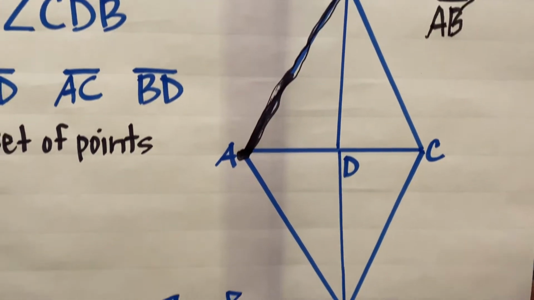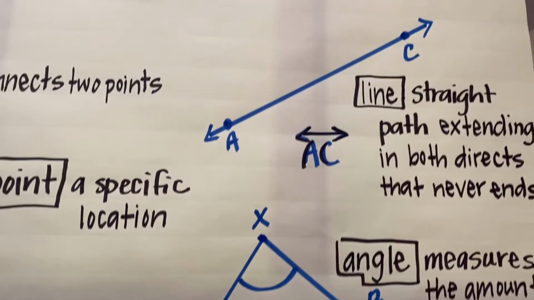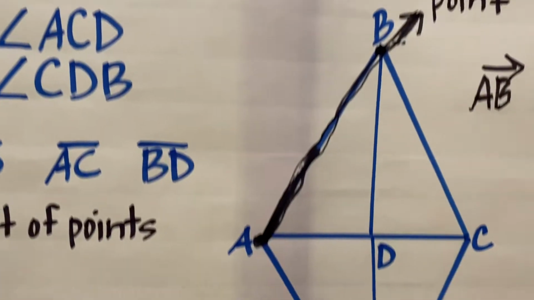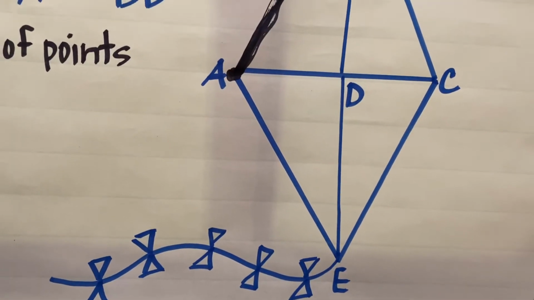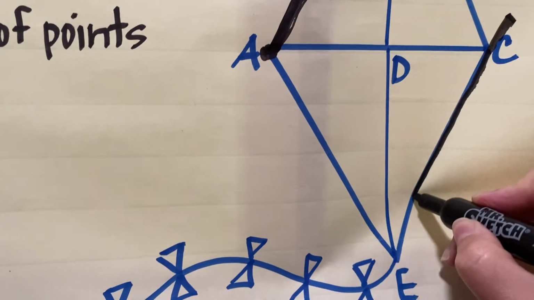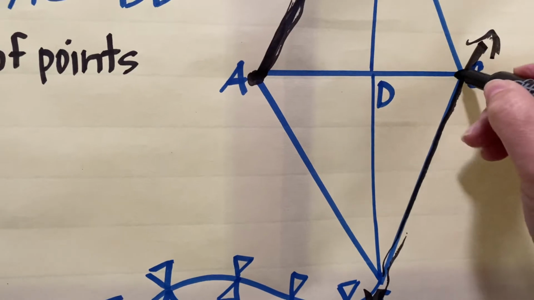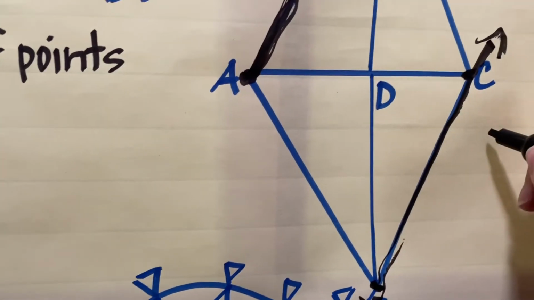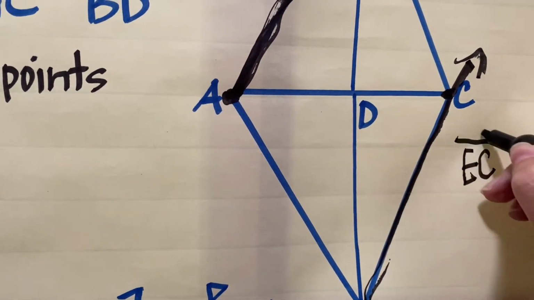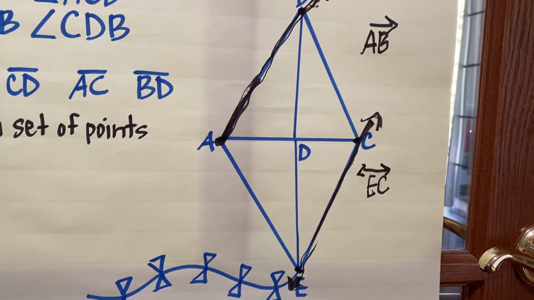All right. We can also extend on both sides, making a line. Remember what a line is? A line goes through both points. Okay. So I'm going to come back down here to my familiar figure, and I'm going to extend my line EC. And again, we label it EC, and the arrows extend both ways because a line goes in both directions.